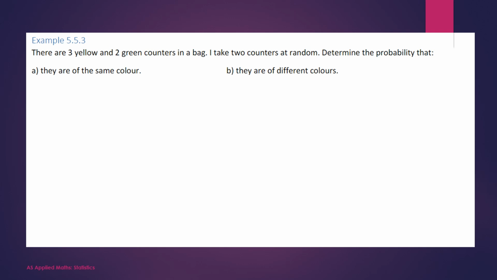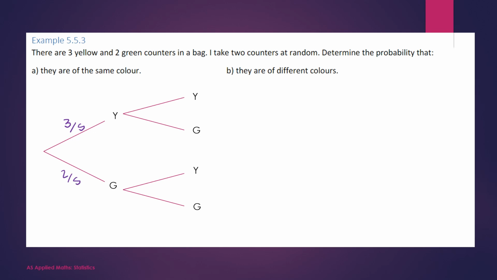Okay, so final example, pause the video, have a go at the question, draw out your tree diagram, and then check in and see if you've got the right answer. So here's our tree diagram. We have got 3 yellow and 2 green. So the first one is 3 over 5, 2 over 5.